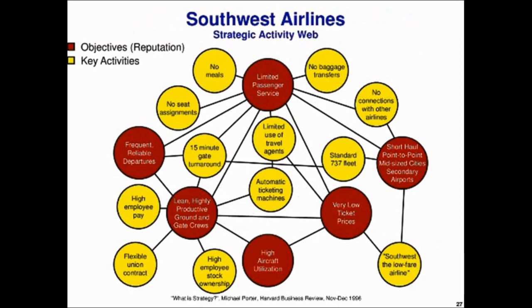Okay, so the strategic activity web. This is a very well-known paper for lots of different reasons, written by Michael Porter back in 1996, and he was describing, amongst other things, Southwest Airlines as an example of a strategic activity web. And I found this approach very useful. The red bubbles, if you will, are the objectives of a system. The yellow bubbles are the activities put into place in order to make those objectives happen.